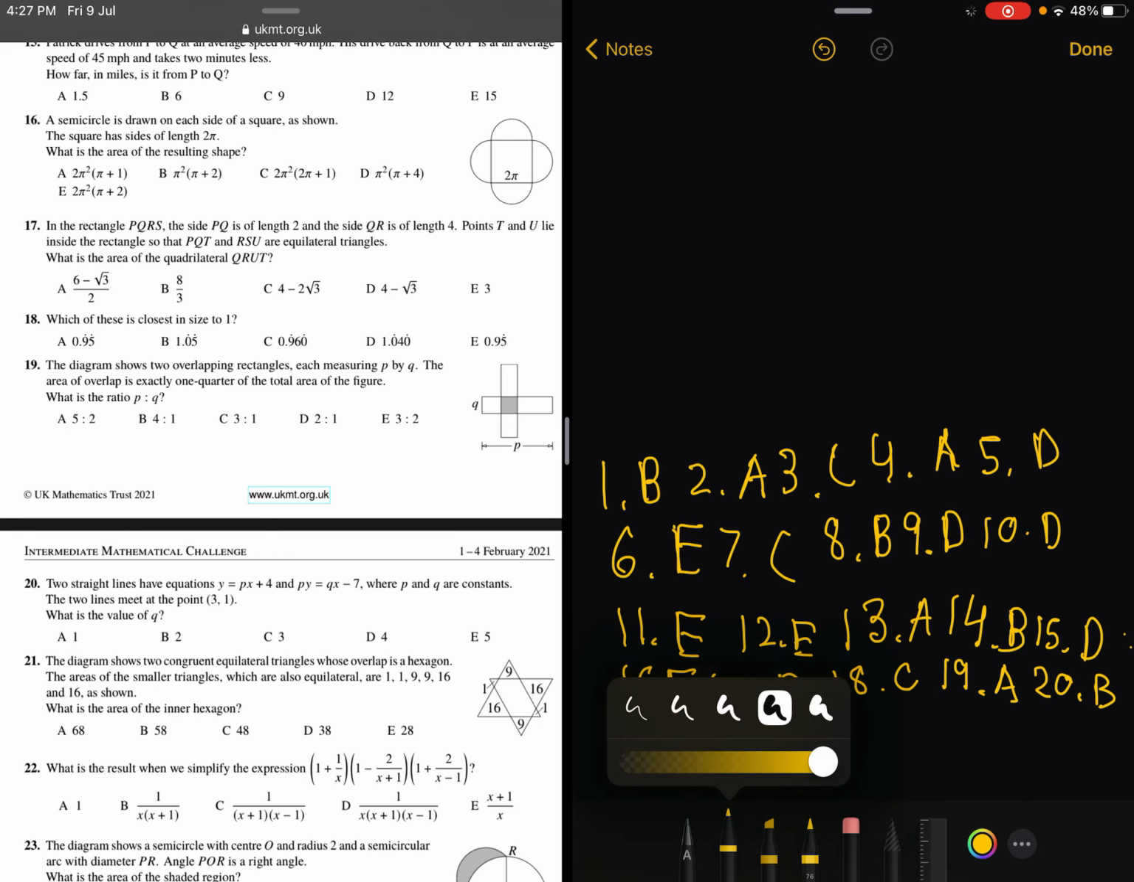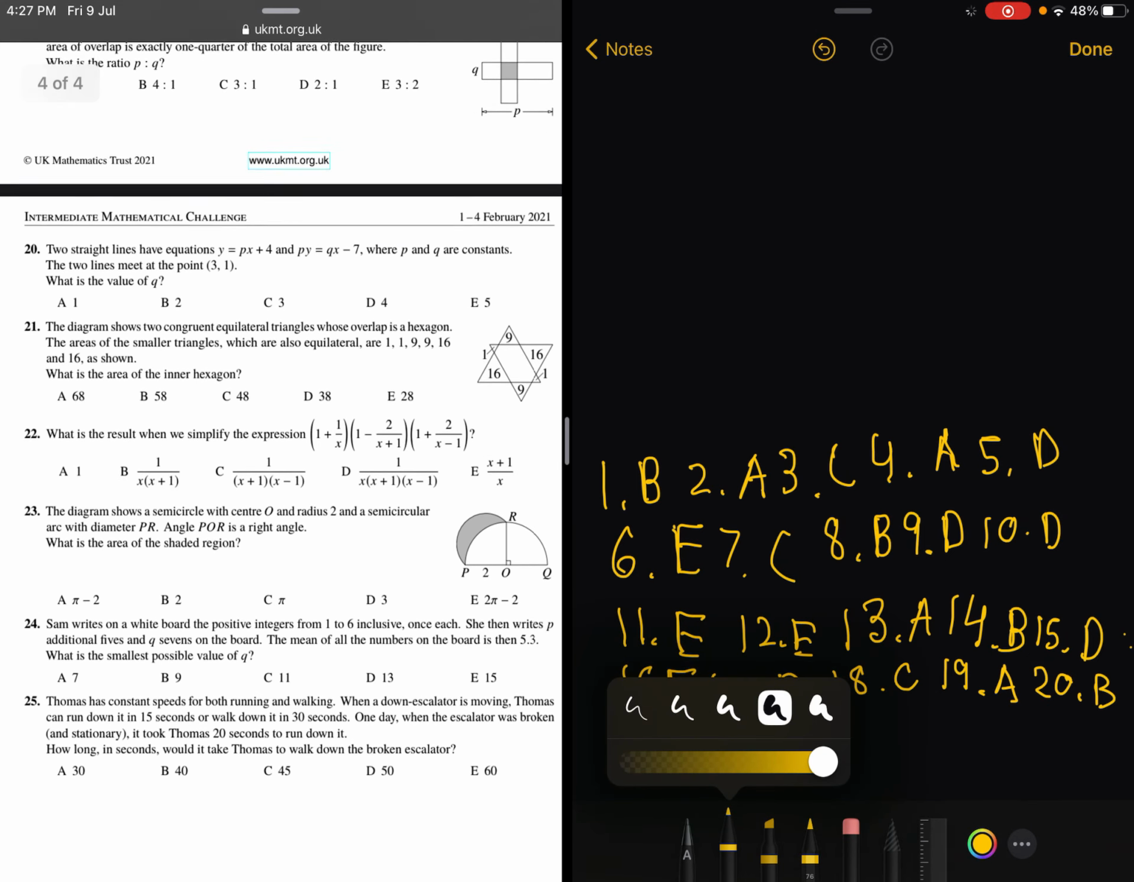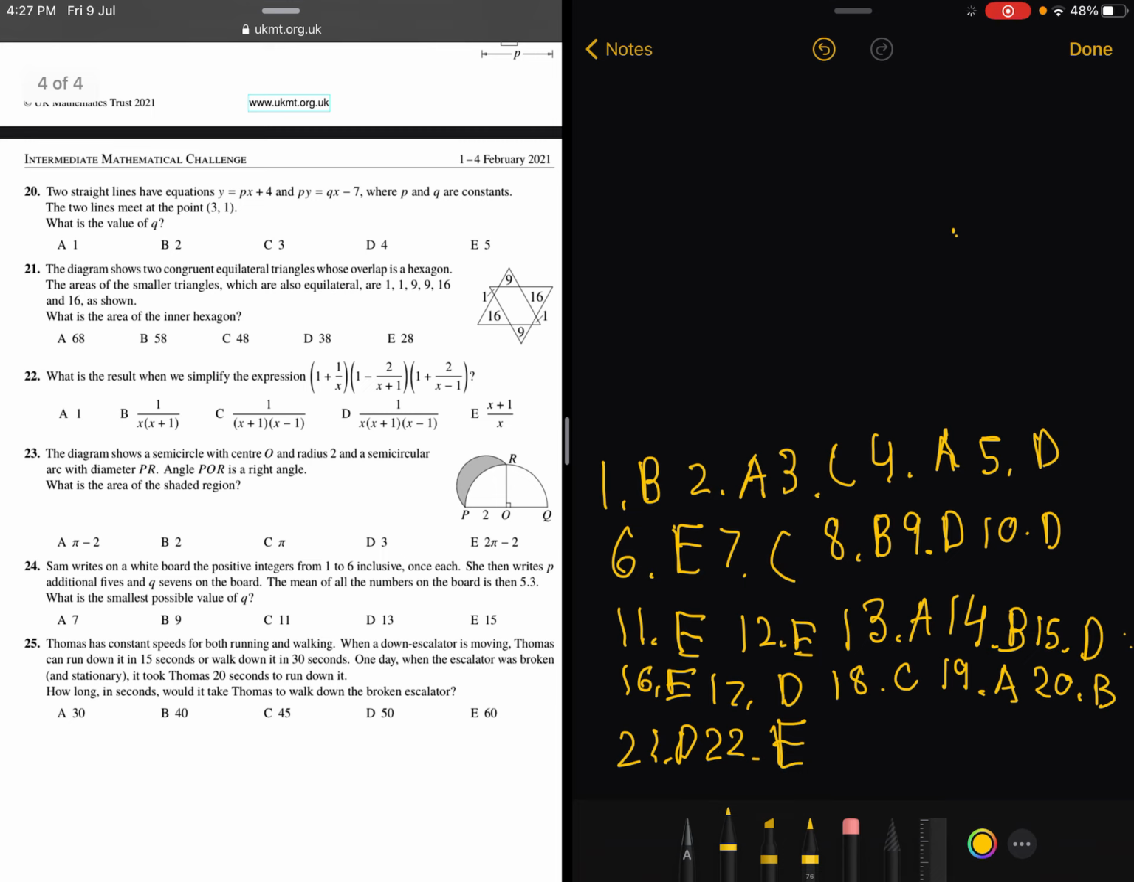Question number 23. All right. Question number 23. So, towards the end of the paper, don't give up hope and keep trying on, even if you couldn't get some of the past few questions. Just keep moving on, and at the end of the paper, come back to the questions which you could not get.